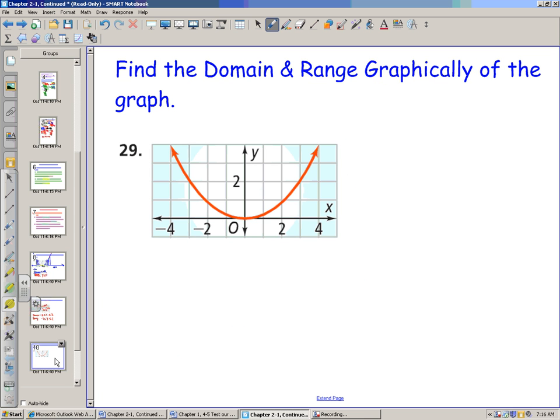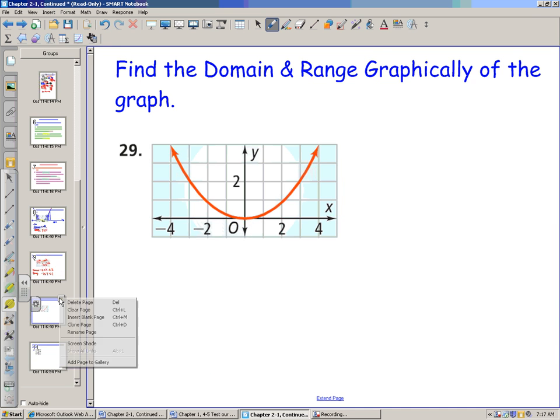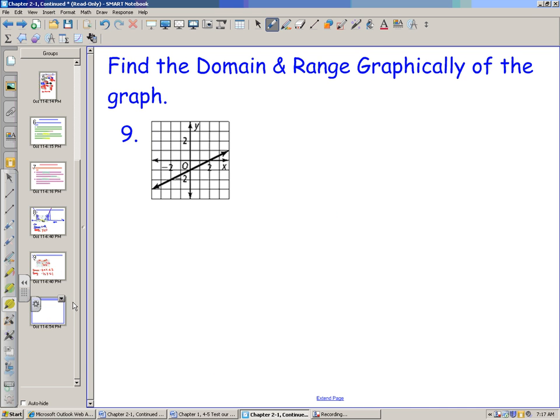This is tonight's homework problem. Oh, no, it's not. This one needs deleted. There's tonight's homework problem. I already did the other one. Find the domain and range graphically of the graph.